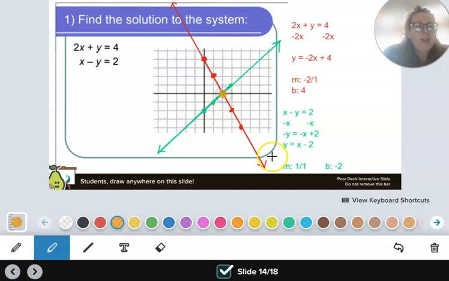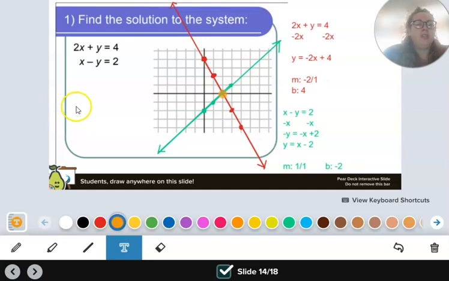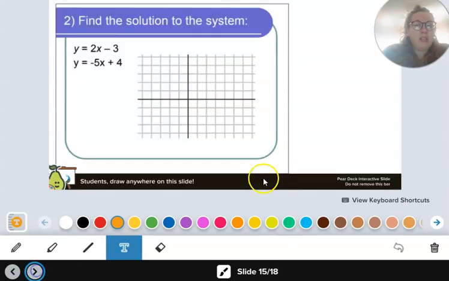And this is right here. So our solution, since this is intersecting lines, it is at 2, 0. Beautiful. When you're ready, push ahead to slide 15. Take the notes you need, get everything you need.